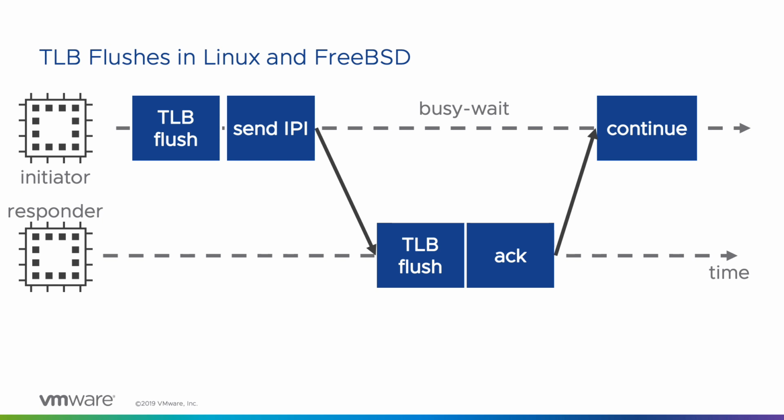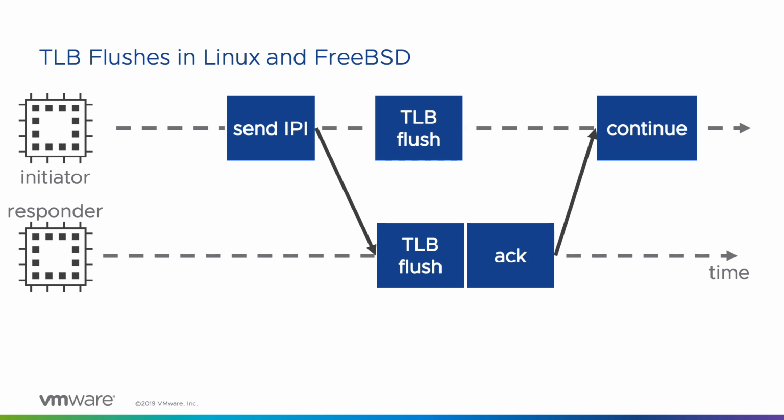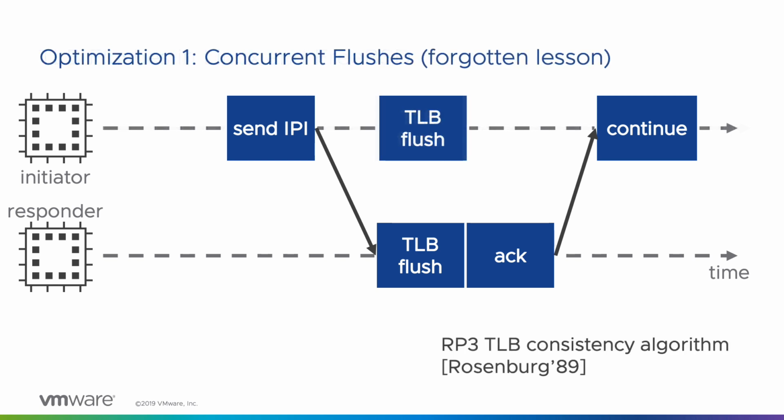Let's discuss the solutions that we propose and start by looking again at the way TLB flushes are performed. In both Linux and FreeBSD, we see that precious CPU cycles are wasted in the initiator while it waits for acknowledgement from the responders. These cycles can be used for flushing the local TLB in the initiator. We therefore move the TLB flush to that busy wait period. It turns out that the benefit of performing concurrent flushes was realized over 30 years ago by Rosenberg. However, this lesson was apparently forgotten.